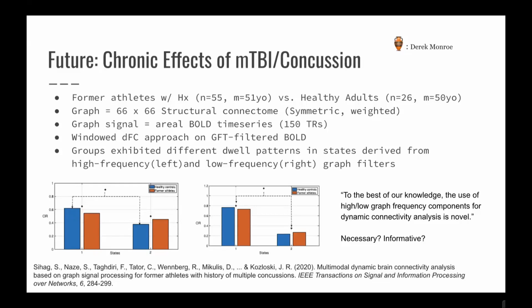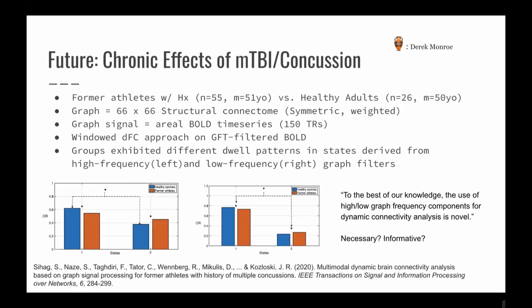The graph, in their case, was a structural connectome produced by diffusion-weighted imaging. They mapped it to a standard atlas that considers the brain to be broken into 66 areas, so the graph was a 66 by 66 weighted symmetric graph. And the graph signal came from resting state functional imaging, which included 150 TRs. So this is a BOLD time series sampled over about 5 minutes.